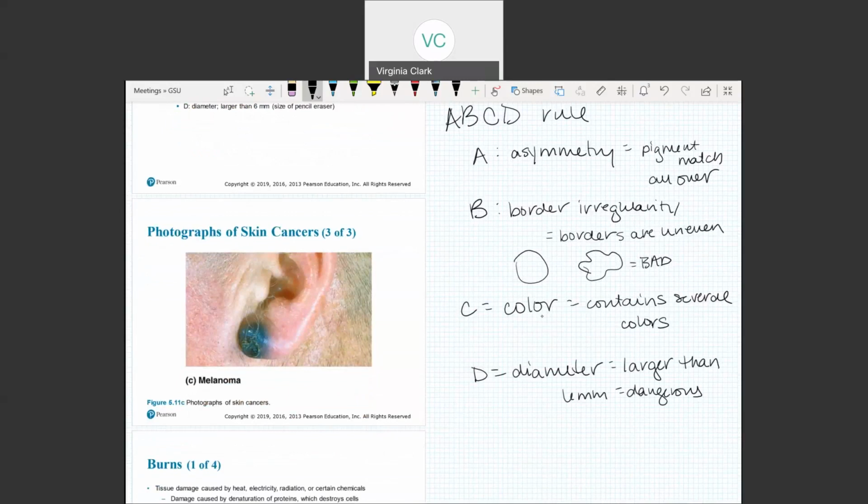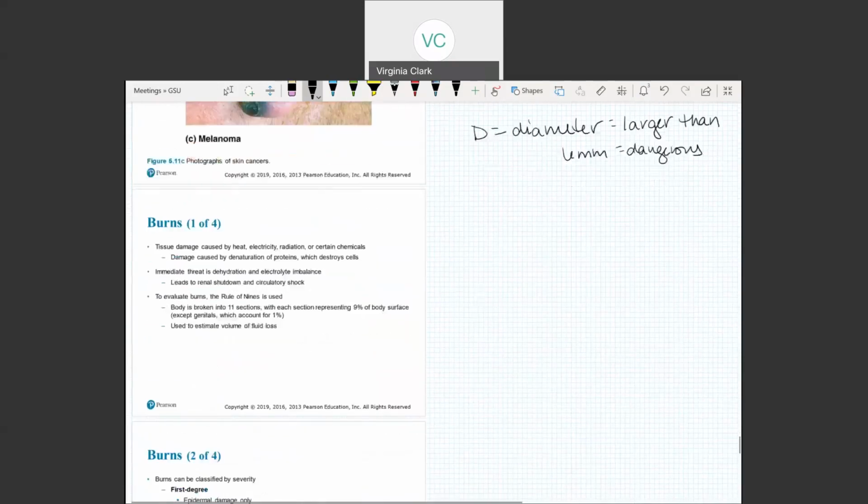6 millimeters, to put it into perspective, is about the size of a pencil eraser. So that's about the size of something that is considered keep an eye on. But for the ABCD rule to recognizing melanoma, the diameter of anything larger than 6 millimeters is something of concern. So that was skin cancer.